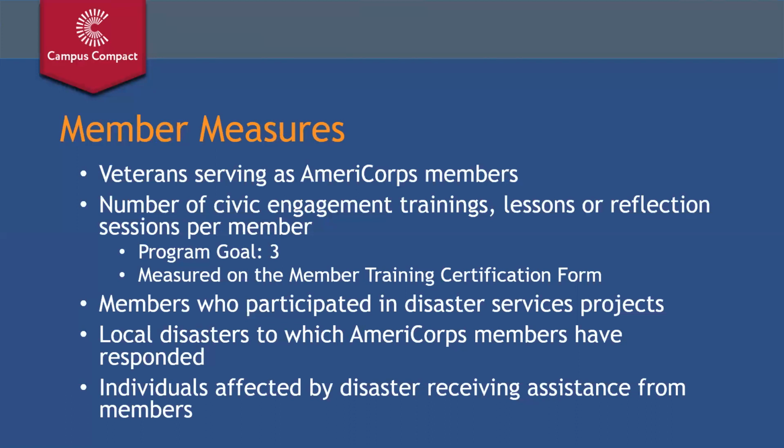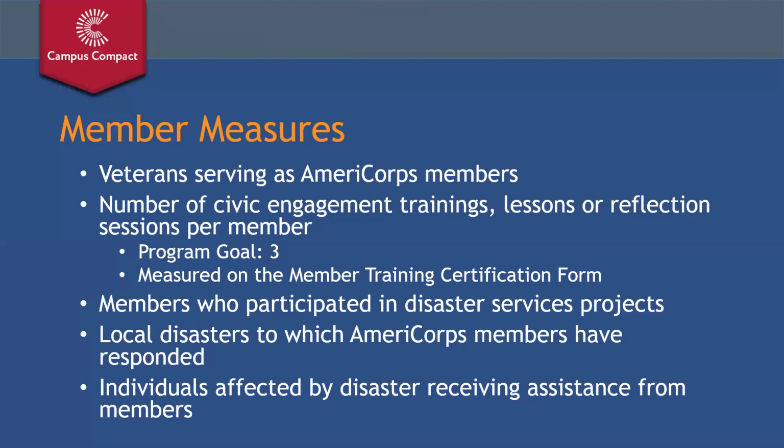Members who are participating in disaster service projects. So, unfortunately, if there's a disaster that occurs in your city or town or wherever you are, you can certainly have members support that. Many campuses, especially if there's a flood or a tornado in the area, can help out with disaster recovery. And AmeriCorps just wants to know the number of members who are participating in those sorts of projects, helping out in their community in that capacity. And that's the same thing with local disasters to which AmeriCorps members have responded. So just the number of disasters. So if you have 1 flood that occurs in your community, then obviously that would just be 1 local disaster, and maybe you have 10 members who respond to that, then you have 10 members who participated.